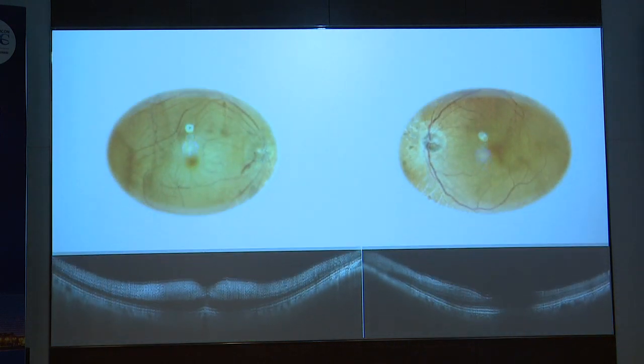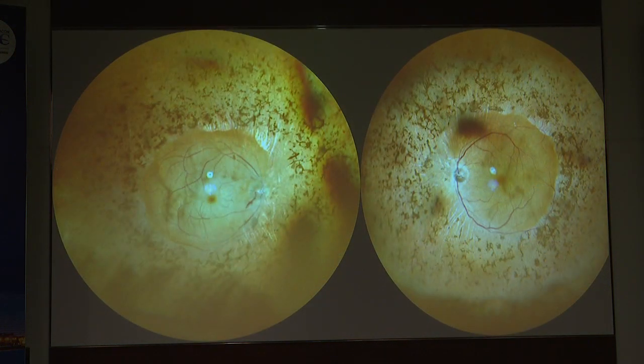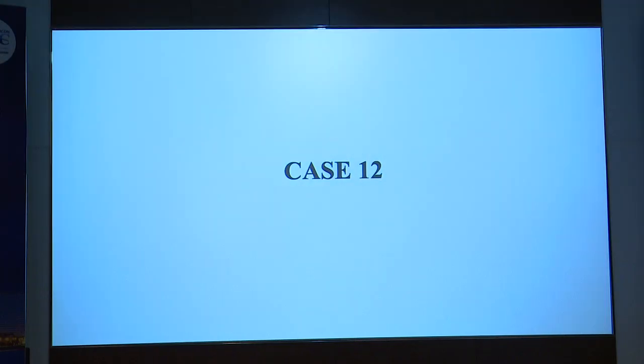Case number 11. This is the picture which was diagnosed as a CRO elsewhere. So this is the picture on an ultra wide field. It is self-explanatory. This is a case of RP with a macular edema.